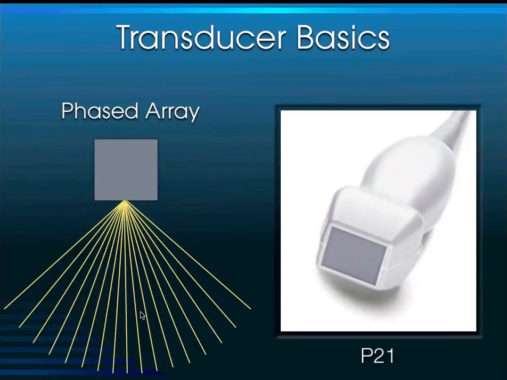the center of the screen. Now the advantage to this P21, 21 being the number of millimeters across its surface, a short footprint probe, is that now I can get between the ribs. So in other words, I can see from the diaphragm superiorly all the way through the lower pole of the kidney inferiorly when looking at Morrison's pouch, using this small footprint probe to get between the ribs.